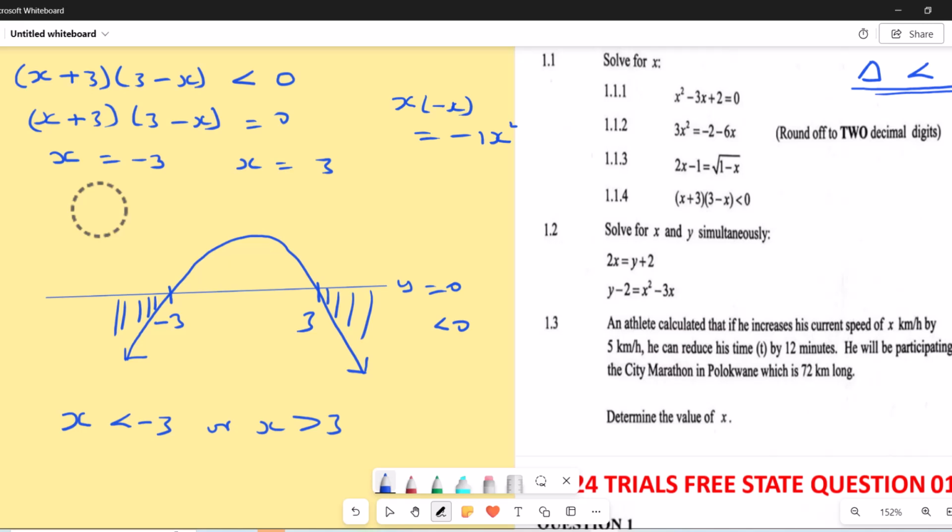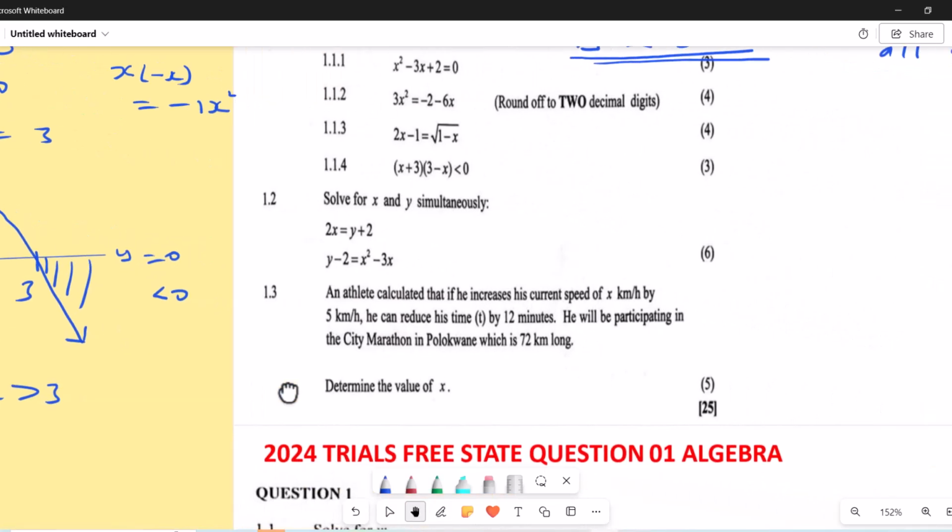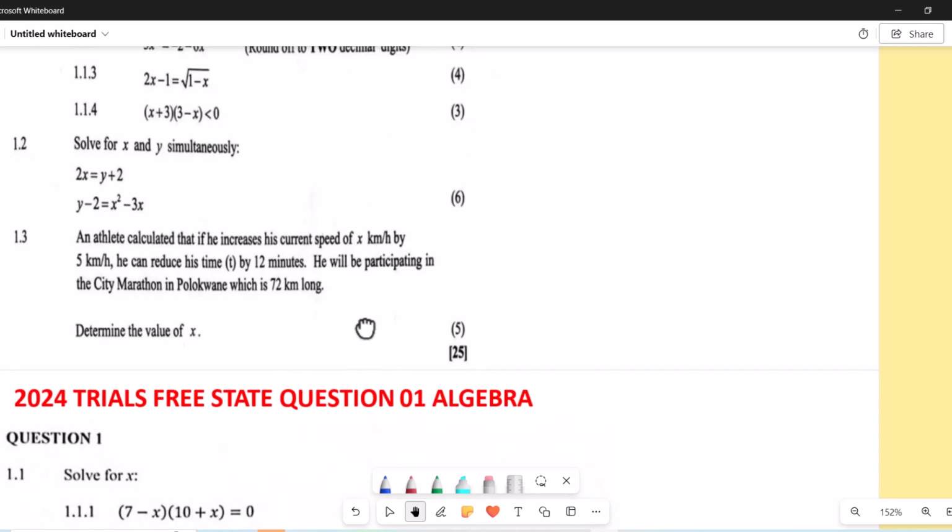Hope we are together. Then our last question for today, that is 1.2. It says solve for x and y simultaneously. Now in this case, we have 2x equals y plus 2. That's our linear equation here. So we're going to say that y equals 2x minus 2. And we can say this is our equation 1 from the linear part.